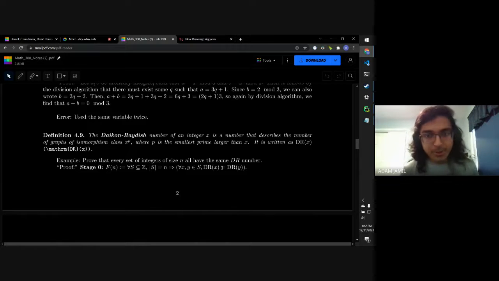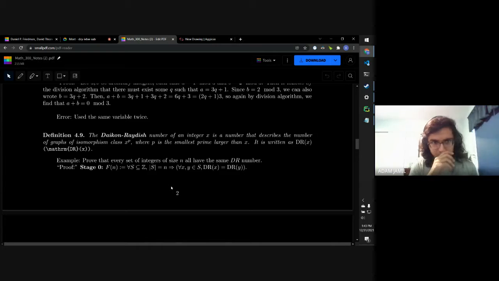Oh, naturals plus 0, because dr of x can be 0. Okay. And now we'll try to prove the following statement. Prove that every set of integers of size n all have the same dr number.